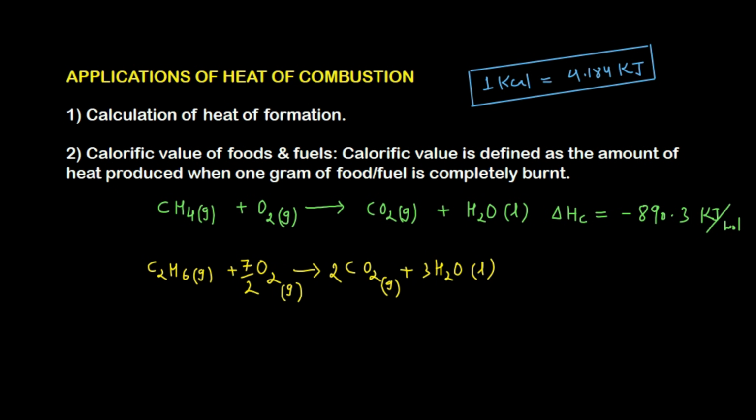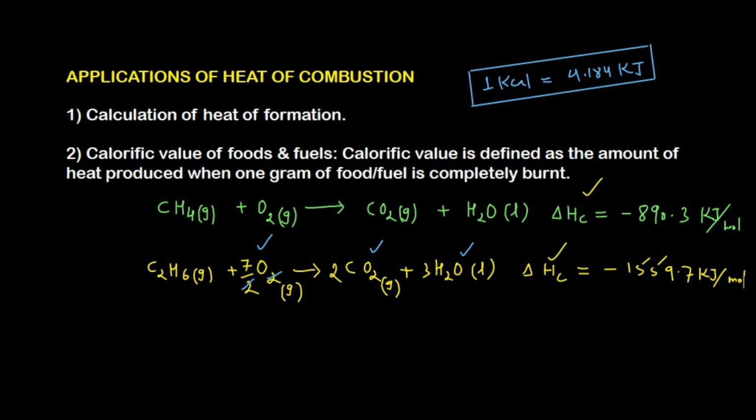This will make sense. How? See, this 2 and this 2 get cancelled and you are left with only 7 O, and on the product side we have 7 oxygens, 2 times 2 is 4, and 4 plus 3 is 7. That's why I have written this. The heat of combustion for this particular reaction is negative 1559.7 kilojoules per mole. So this is the heat of combustion.